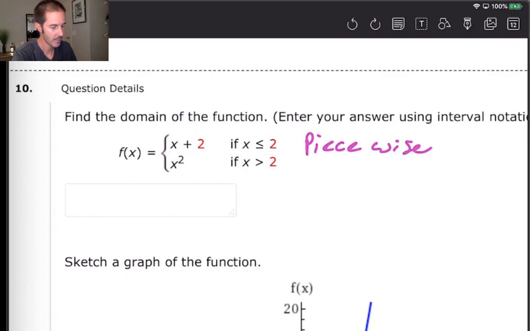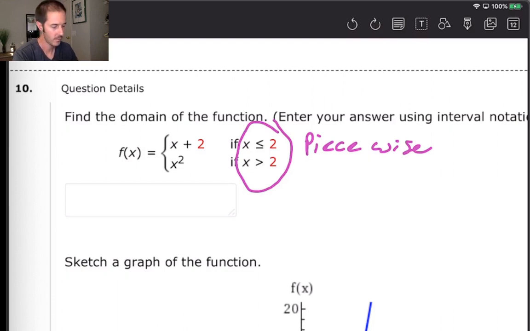Find the domain of the function. This really is the domain. It's a list of x values that you're going to plug into the function, and this particular piecewise function tells us what to do with all of the x values: everything to the left of positive 2, including positive 2, and everything to the right of positive 2.